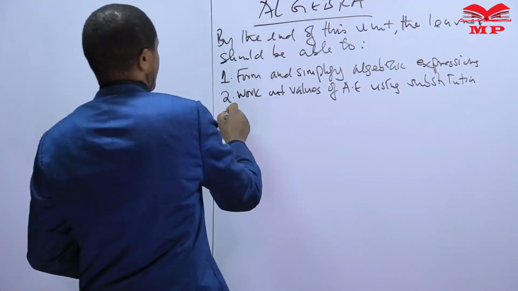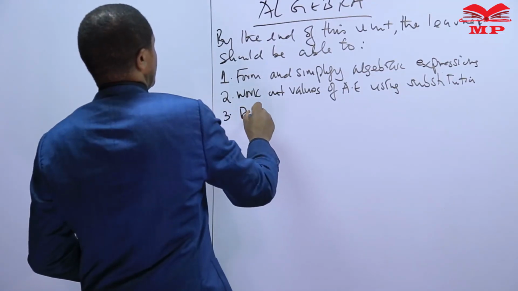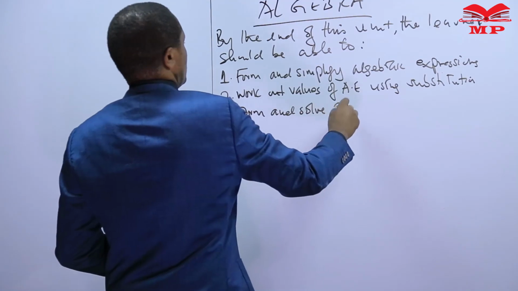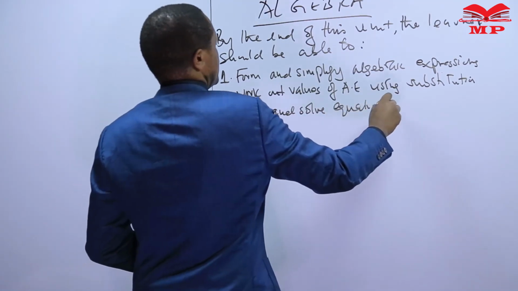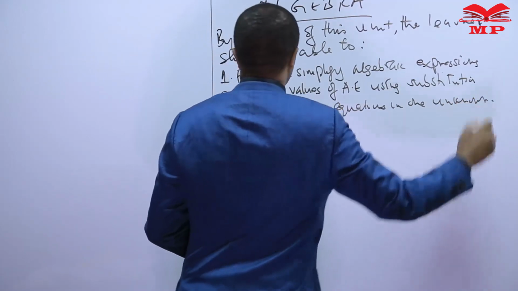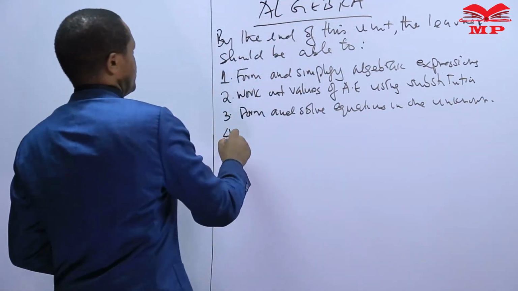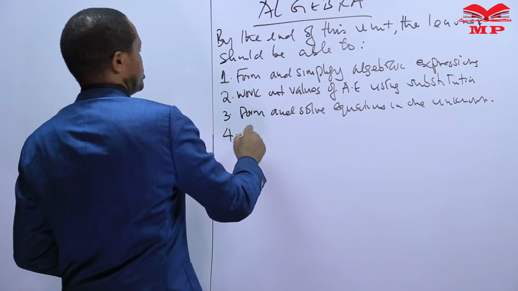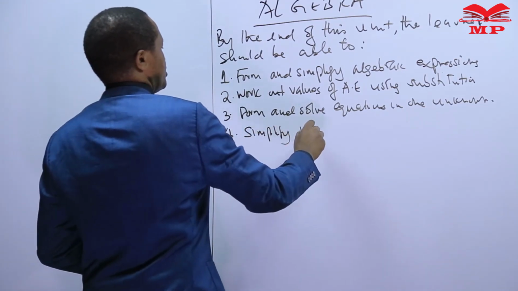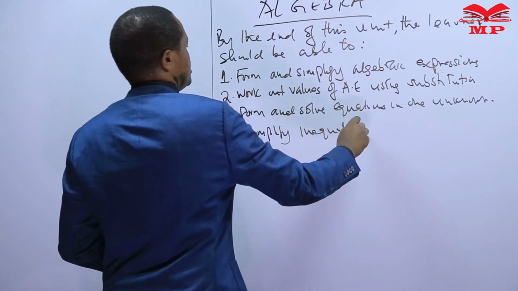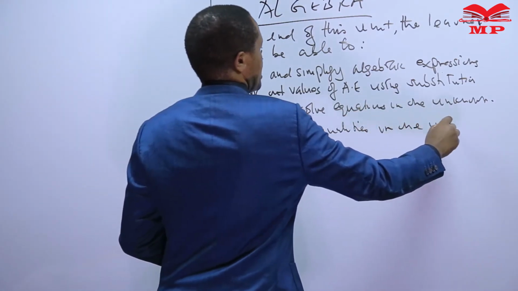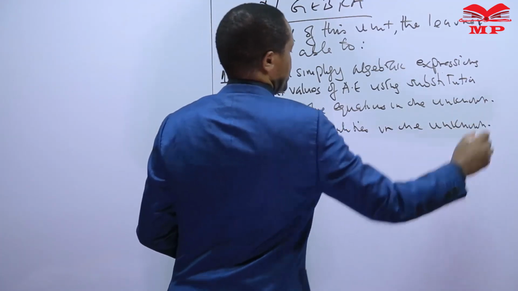The third objective, the learner should be able to form and solve equations in one unknown. Objective number 4, the learner should be able to simplify inequalities in one unknown.